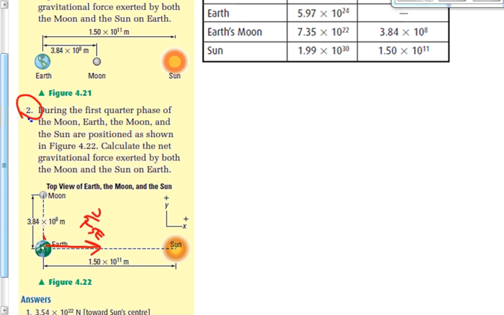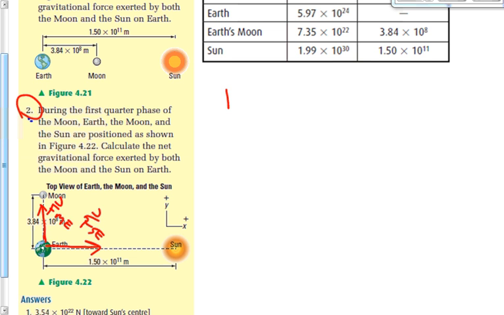Now, the force of the moon on the Earth is upwards. The moon pulls the Earth upwards towards it. I'm going to call it FSE, the force of the sun on the Earth, and FME, the force of the moon on the Earth. There's also a force that's equal and opposite on the moon, but I don't care about that because I'm not trying to find the force on the moon. I'm trying to find the force on the Earth. So let's get both of those forces.